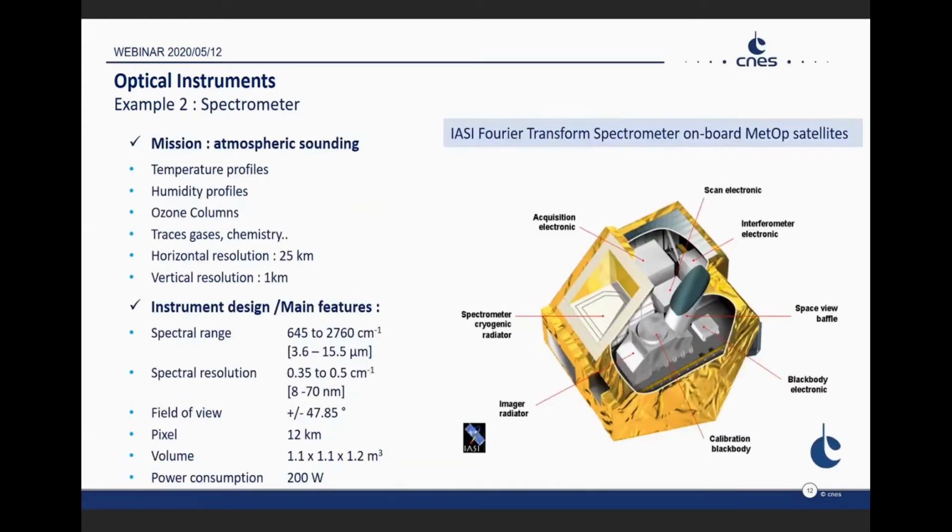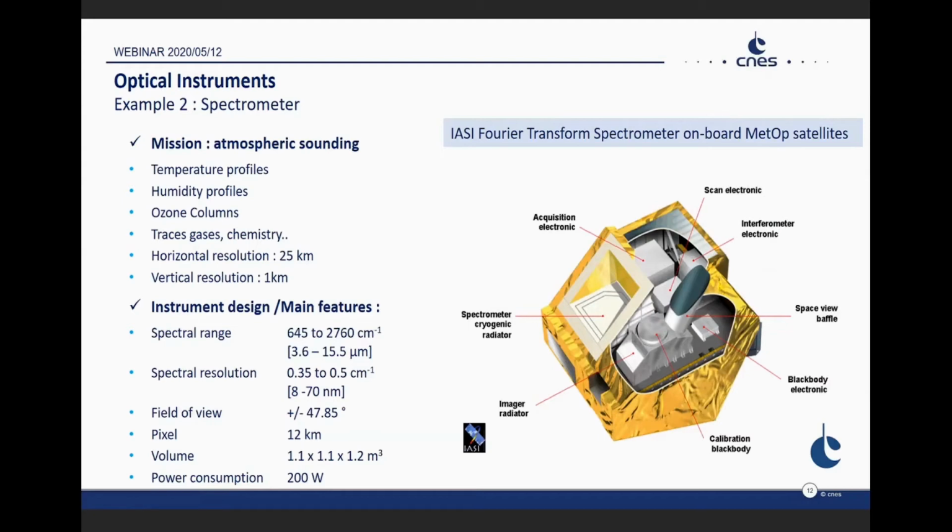Now another example with spectrometer. IASI is a Fourier transform spectrometer on board of METOP satellites. Again, you use its results every day when you are interested in the weather forecast. This instrument gives a lot of data to the meteorologists, and its concept designed by CNES significantly improves weather forecast.